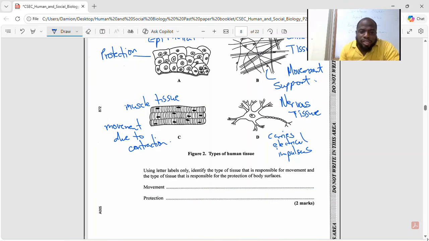So the question says, using the letter labels only, identify the type of tissue that is responsible for movement and the type of tissue that is responsible for protection of the body surfaces. So movement, it would have been C, and protection would have been A.